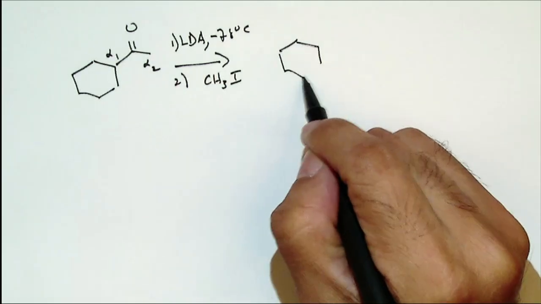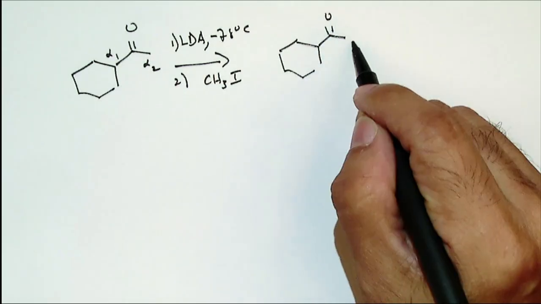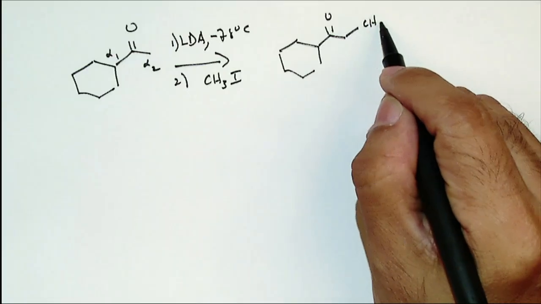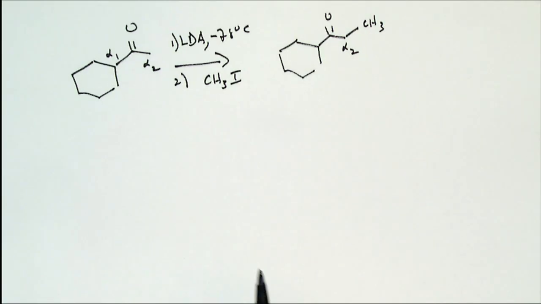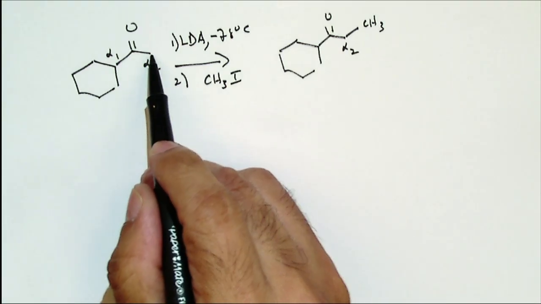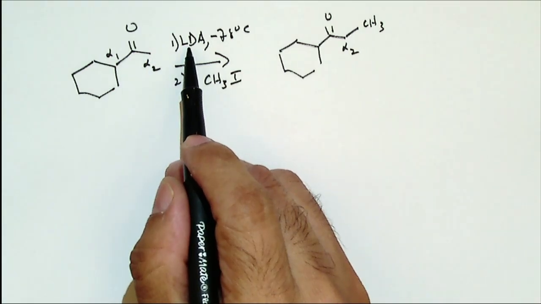So that is where I'm going to add the methyl group. So the product that I'm actually going to end up getting here is methyl group adding at this alpha position, which is the alpha 2. Again, the reason is that that's the position that's going to be deprotonated with a bulky base.